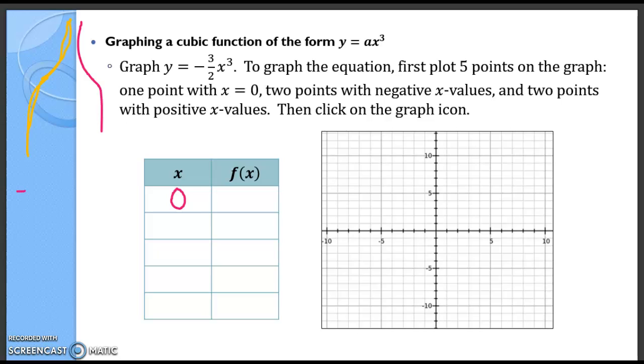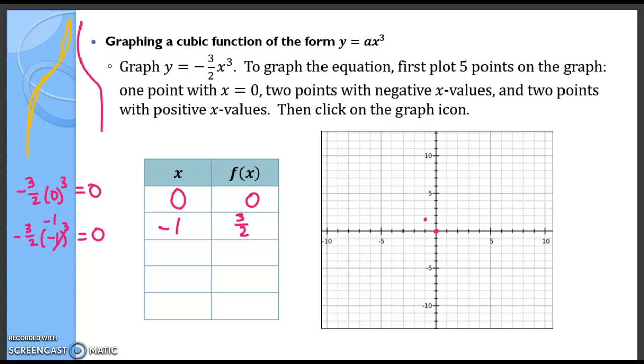So we would get -3/2 times 0 cubed. 0 cubed is 0, so we're going to get 0. Now let's plug in. It says to plot points with negative x values and 2 points with positive x values. Let's just go ahead and plot -1. -3/2 times -1 cubed. Well, that becomes -1. So we get -3/2 times -1, which is a positive 3/2. So at -1, we're going to be at 1.5.